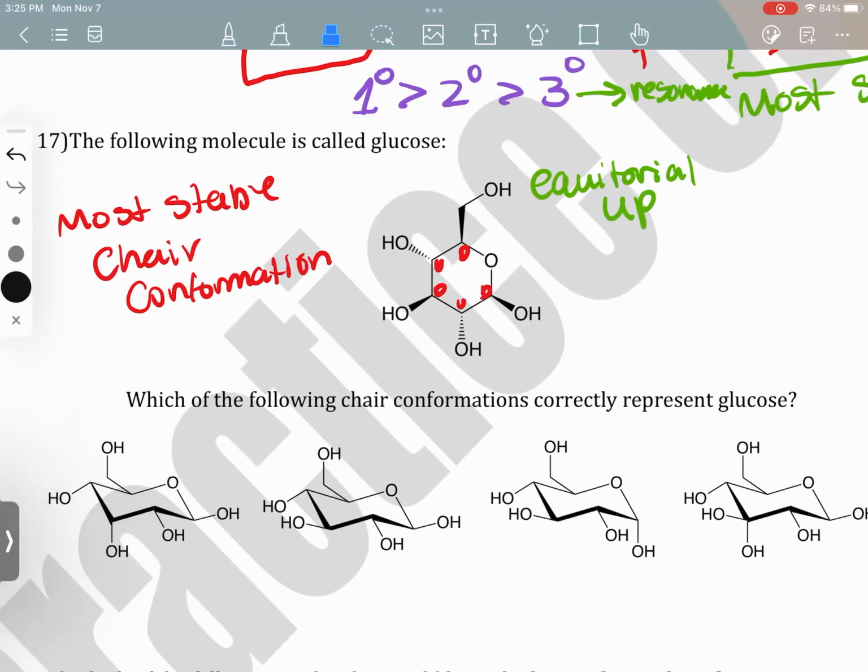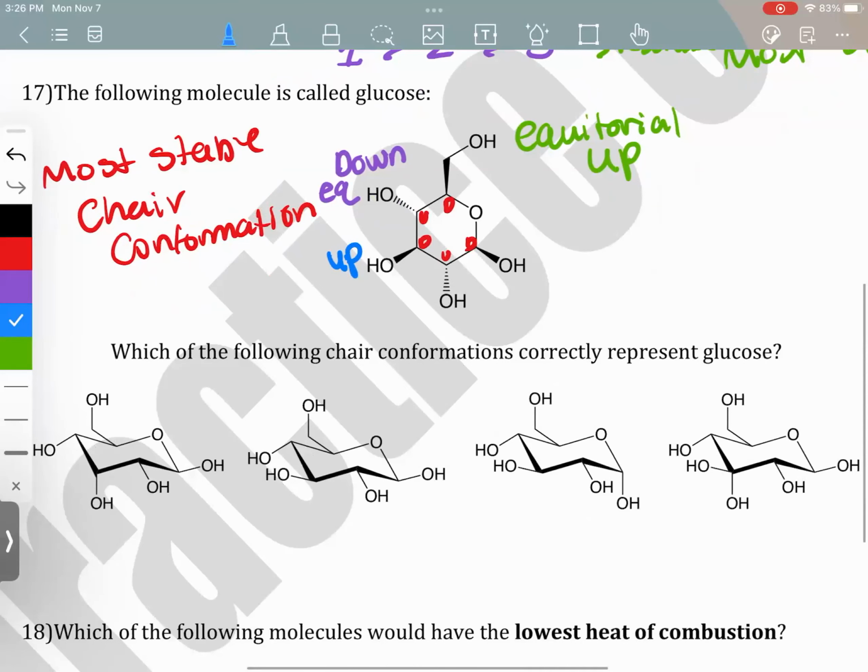So we know we're pushing that equatorial. Now let's look at this OH over here. It's on a dash, so that means it's going down, and it's on an up carbon. So what position will it fall? Equatorial, right. It's going opposite. This OH down here is on a wedge, so that means it's going up, and it's on a down carbon. So what position? Equatorial again.